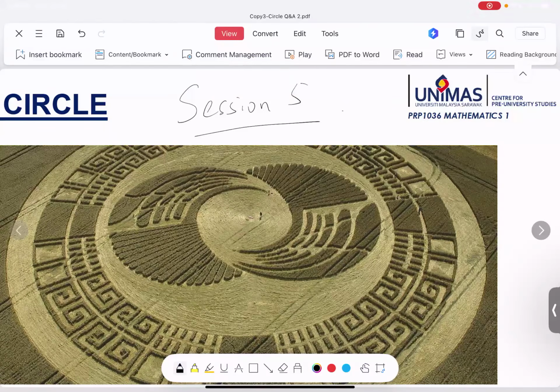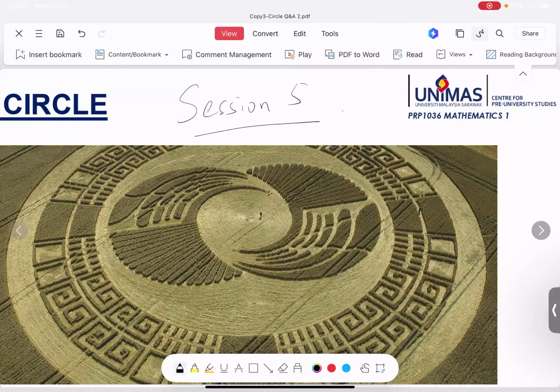Hi, good day, everyone. Today we will go for our LU9 session 5 for circle. So today we will cover a few questions regarding calculation for circle. Let us go through all the exercise, the working steps that we have learned in circle in LU9.